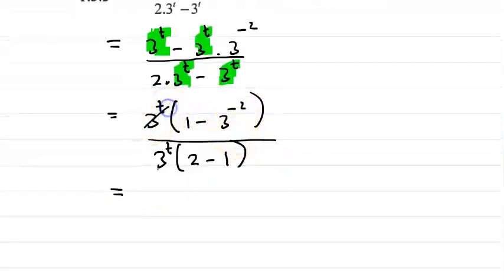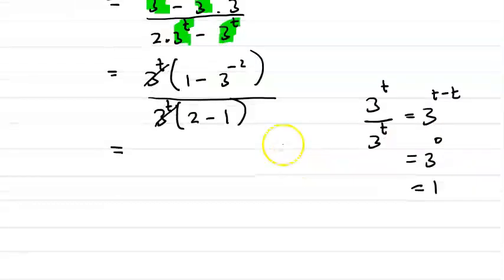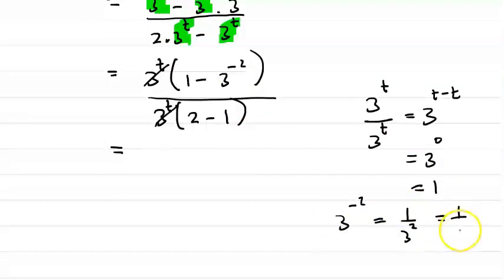See, 3 to the t and 3 to the t cancel. I already explained why we say the word cancel. 3 to the t over 3 to the t is equals 3 to the t minus t, which is 3 to the 0. And remember, law for zero exponents, 3 to the 0 is 1. So what you got here now? 1 minus 3 to the minus 2. Now 3 to the minus 2 is equal to 1 over 3 squared, which is 1 over 9.